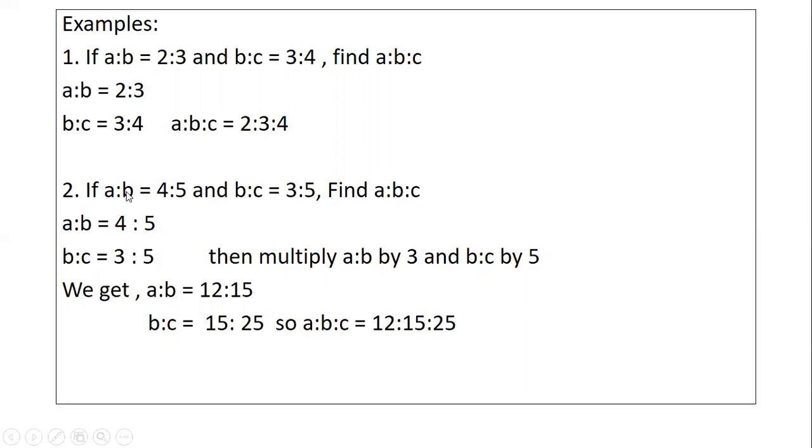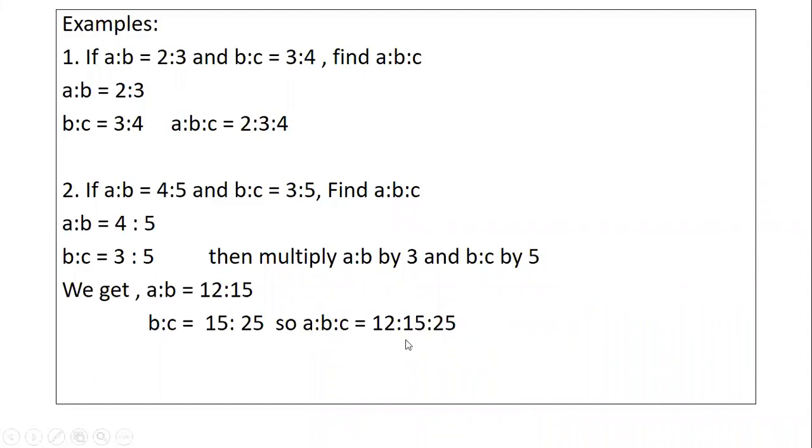If we have different values, like A is to B is equal to 4 is to 5 and B is to C is equal to 3 is to 5, then we need to multiply this A is to B by 3 and this B is to C by 5, because we have different values. So A is to B becomes 12 is to 15 and B is to C becomes 15 is to 25. Now we have the B values the same.